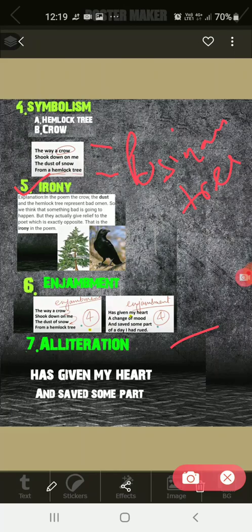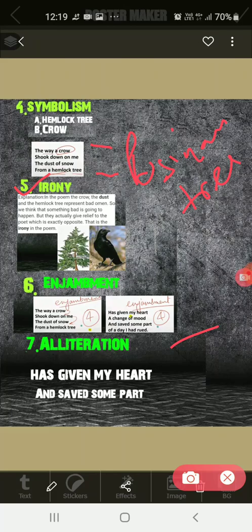And the same is in stanza 2: "has given my heart a change of mood and saved some part of a day I rued." There is no use of punctuation and one line follows the other, as if there is a continuation of one line into the second line and the second line into the third line, and vice versa.